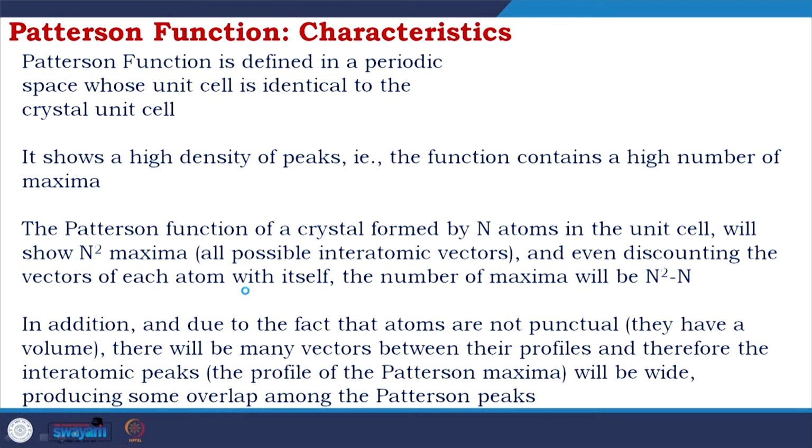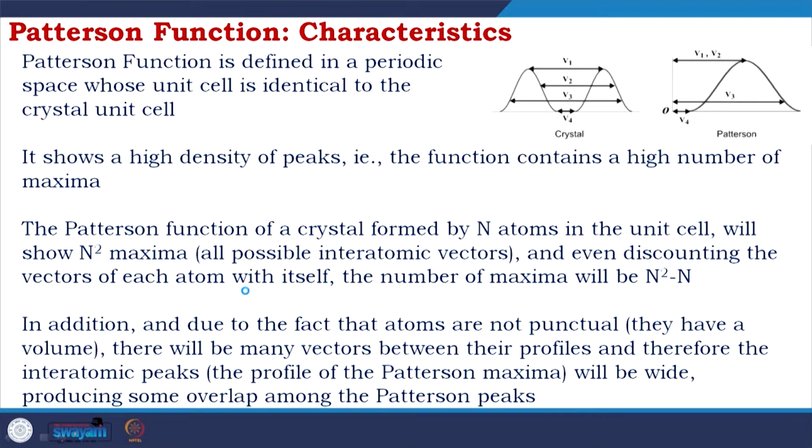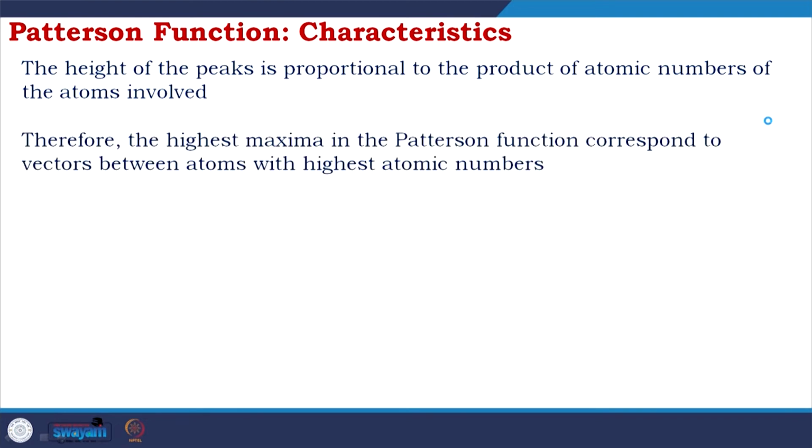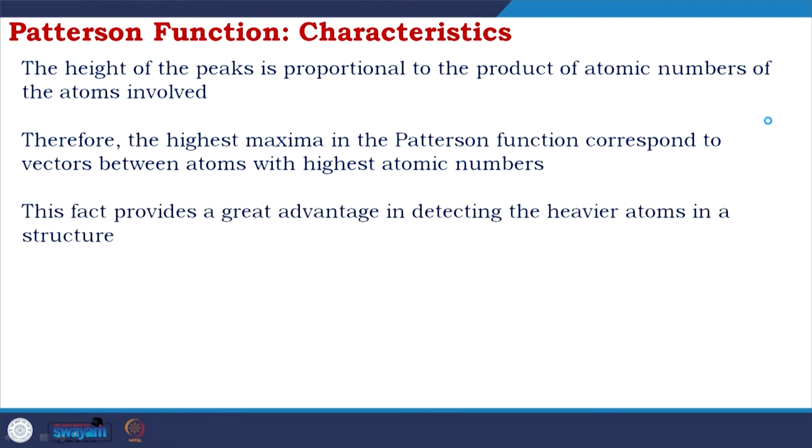In addition, due to the fact that atoms are not punctual, they have a volume, there will be many vectors between their profiles, and therefore, the interatomic peaks will be wide, producing some overlap among the Patterson peaks. You could see that here it would be wide and there are overlaps if you compare the crystals and the Pattersons. The height of the peaks is proportional to the product of atomic numbers of the atoms involved. Therefore, the highest maxima in the Patterson function correspond to vectors between atoms with the highest atomic numbers, again giving advantage to the heavy atoms. This fact provides a great advantage in detecting the heavier atoms in a structure.